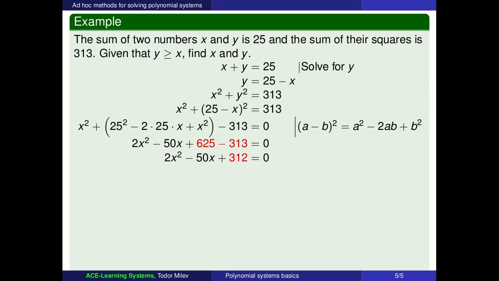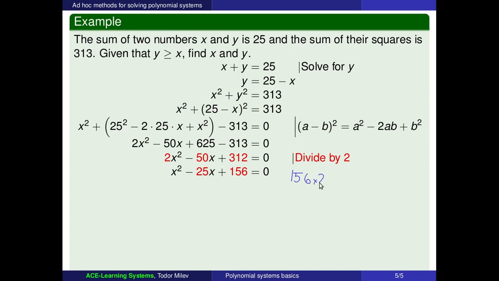Okay, now we have obtained our quadratic equation with respect to x, and we know how to solve it. Before we solve this quadratic equation, however, let us notice that all coefficients in that equation are divisible by 2. So to simplify our work, we're going to divide this equation by 2. On the right hand side, 0 divided by 2 remains 0, and on the left hand side we get x squared minus 25x plus 312 divided by 2. 312 divided by 2 is 156, right?